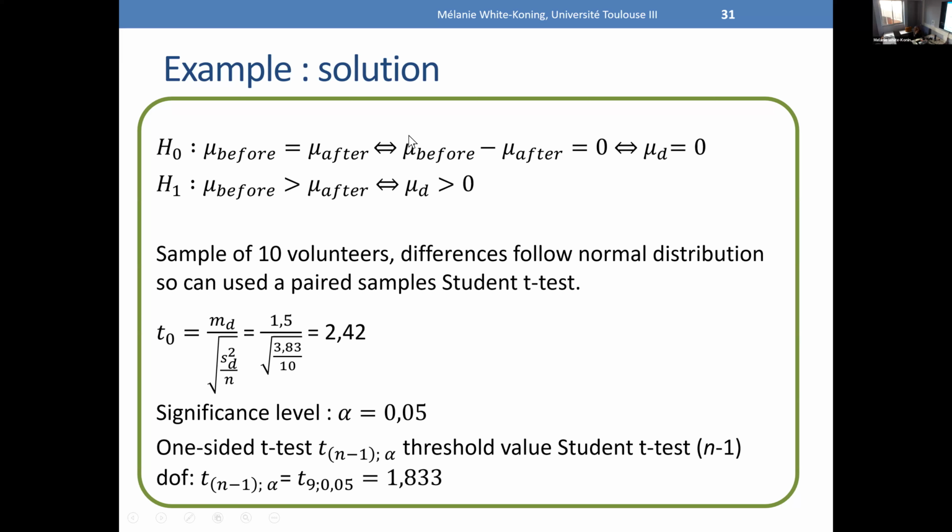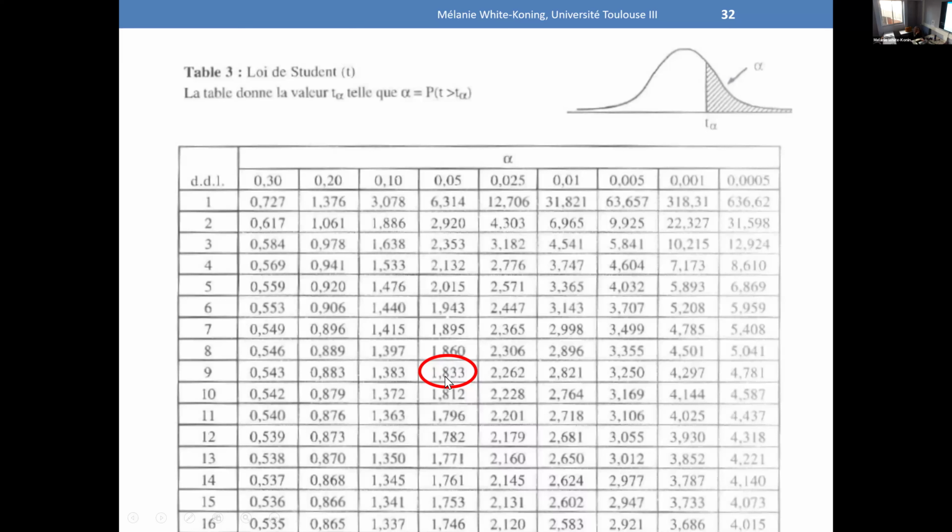So here is just to write it again. Mu before equals mu after is the same as mu d. Mu before minus mu after equals 0, mu d equals 0. Mu before greater than mu after, mu d greater than 0. So for 2.42, we need to look for the significance level. And remember, this time again, we are in a unilateral case. Number of degrees of freedom is 10 minus 1, so 9. So we look at line 9. We find 5%. So why are we looking at 5% and not 2.5 this time? Because it's unilateral. Good. So 1.83 is our threshold value.